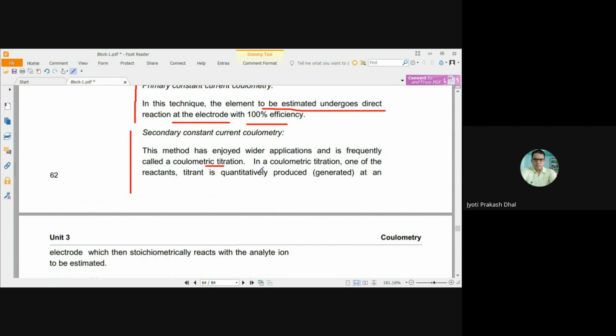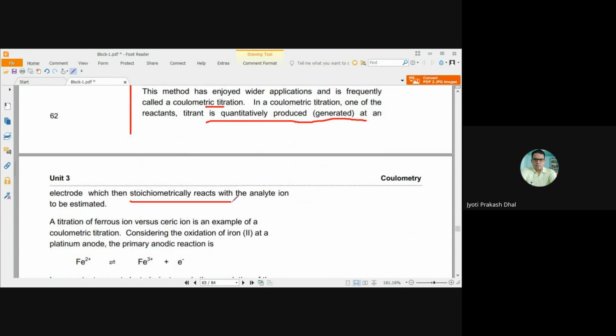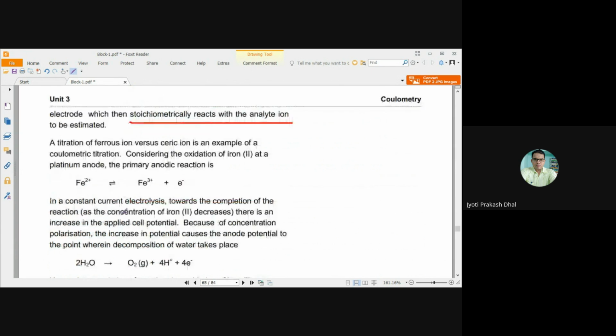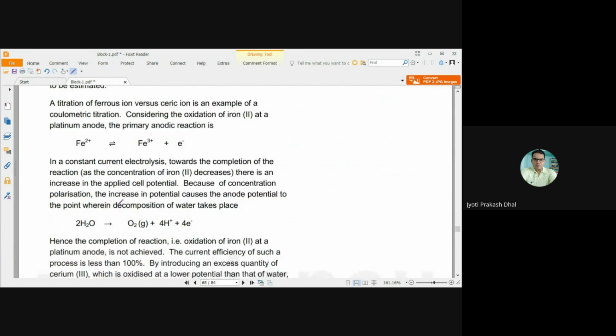So this secondary constant current coulometry is also called coulometric titration. In this coulometric titration, one of the reactants, that is the titrant, is quantitatively produced or generated at the electrode, which then reacts stoichiometrically with the analyte ions to be estimated. A titration of ferrous ion versus ferric ion is an example of coulometric titration. Consider the oxidation of ferrous ion, that is iron 2, at a platinum electrode. The oxidation of ferrous ion will take place to ferric ion.